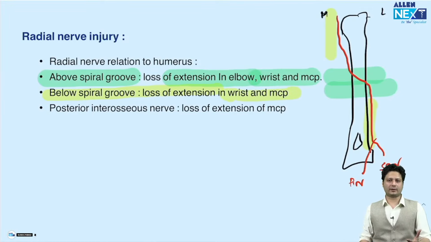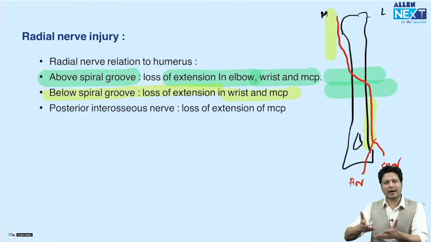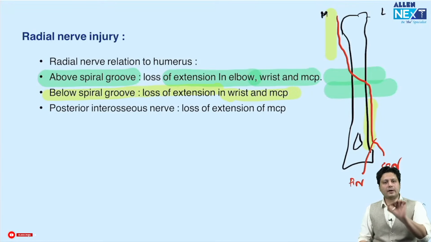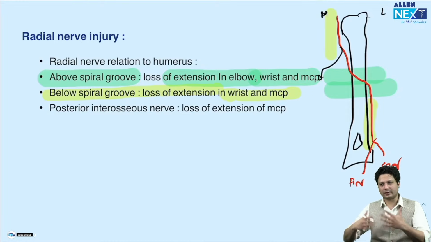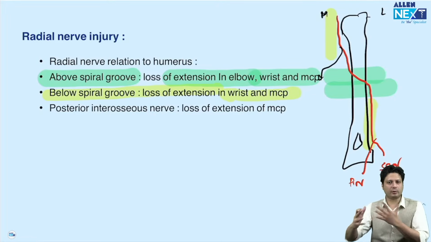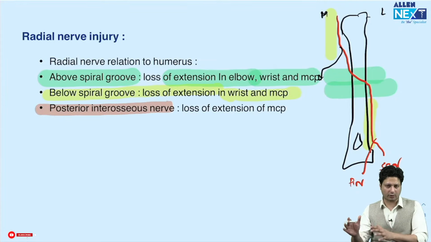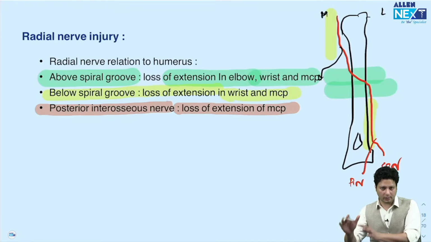Now, some of you might be asking, if the same nerve, that is the radial nerve, is getting injured, then why does it have two different types of clinical outcomes? If the nerve is injured below the level of the spiral groove, it has already given its branch to the triceps. So the triceps function would be normal, and elbow extension would be preserved. And in case one of the motor branches of the radial nerve is injured, that is the posterior interosseous nerve, there will be a loss of extension of the metacarpophalangeal joint only.